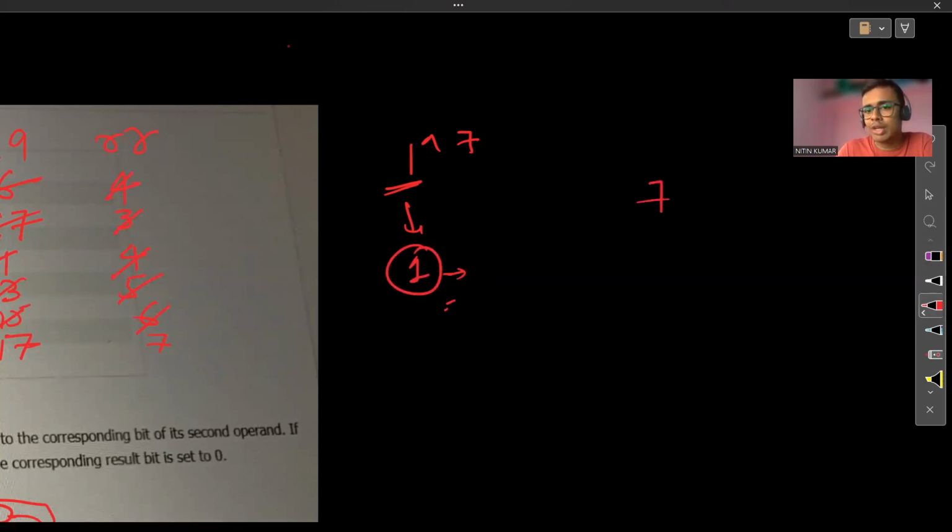Now for 7, we are doing the same approach. 2, 1 will be the remainder, 3 times. 2 again, 1 will be the remainder, 2 times.